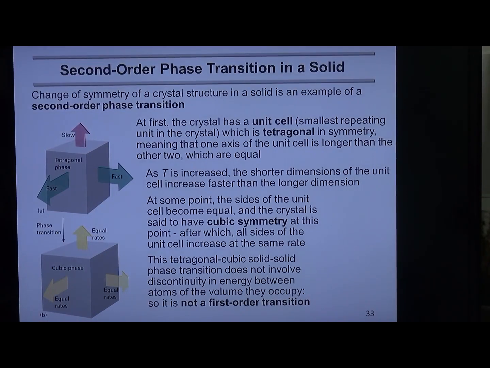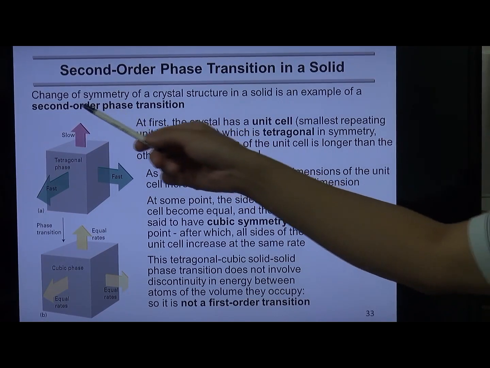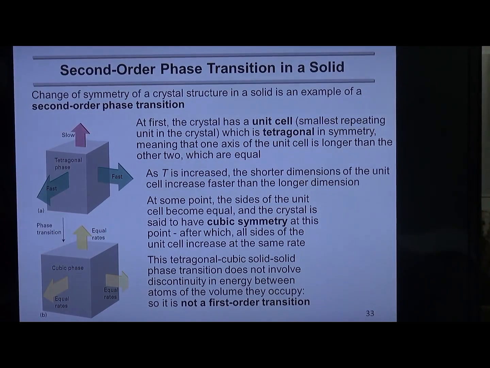Examples of second order phase transition in solids. Just an example is the change of symmetry of a crystal structure in a solid. It's just an example. There are many different types of second order phase transition, but this is one example.